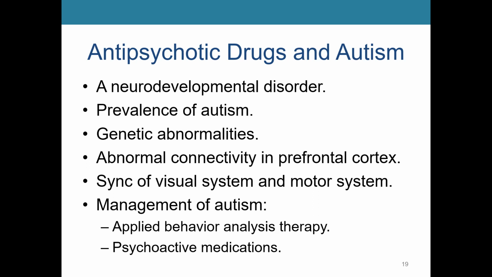One of the primary psychoactive drug approaches involves prescribing antipsychotic drugs. Those currently approved by the US FDA for use in autism include aripiprazole and risperidone. Antipsychotics primarily manage certain features of autism, and both aripiprazole and risperidone reduce autism-related irritability and are specifically approved by the FDA for this purpose.